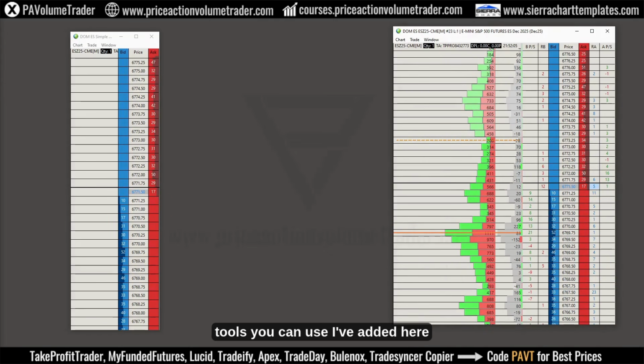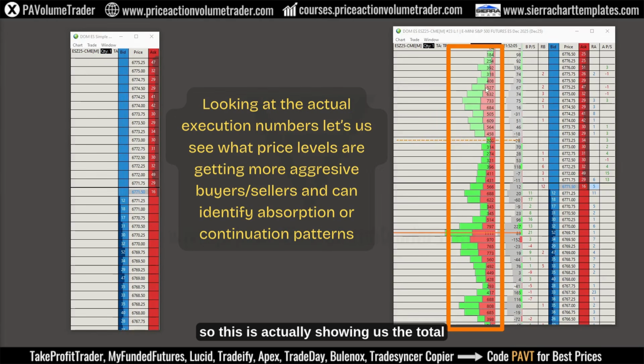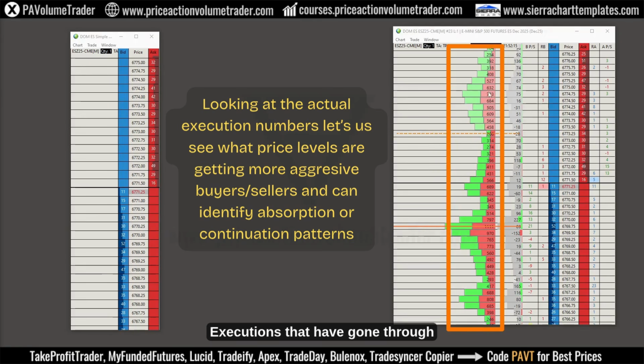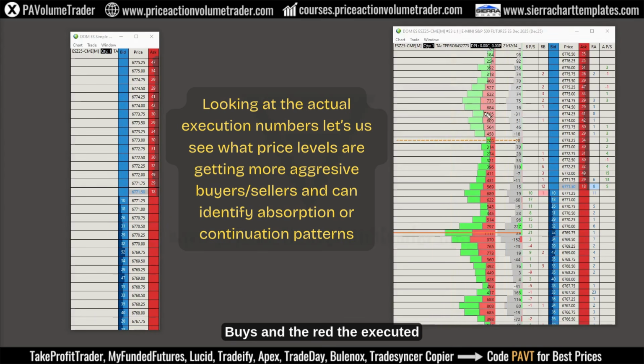Some other tools you can use, I've added here. This is a volume profile. So this is actually showing us the total executions that have gone through at every price level, okay? And you can see by the numbers here. And also you can see that we have it split between the green is going to be the executed buys and the red the executed sells.